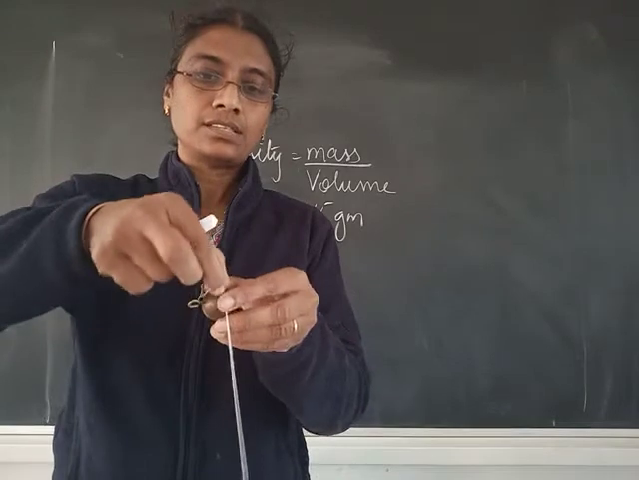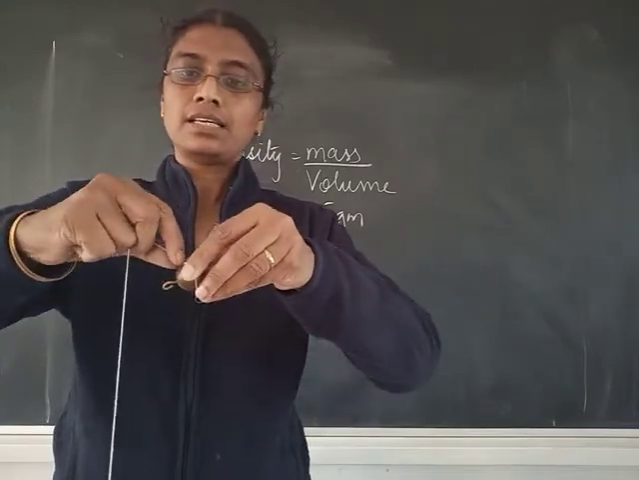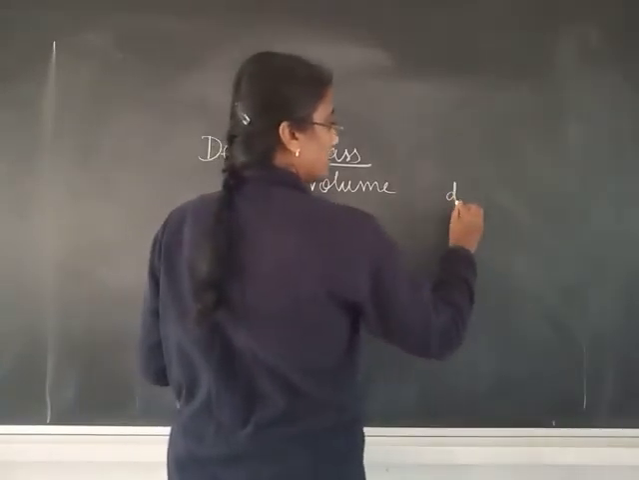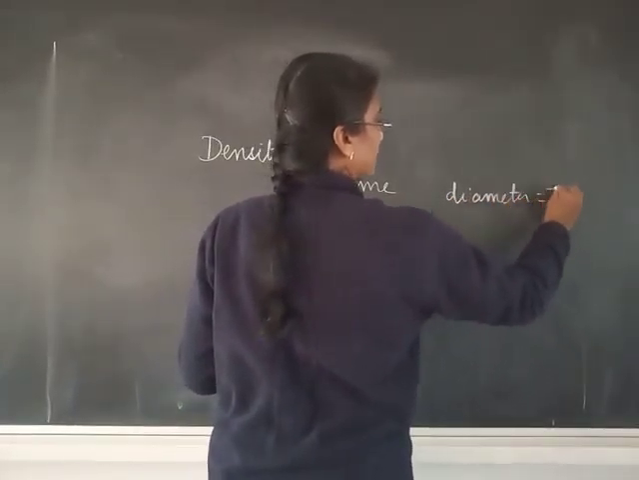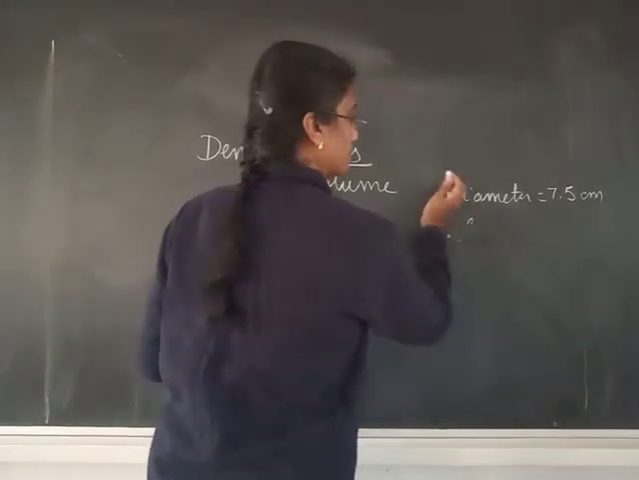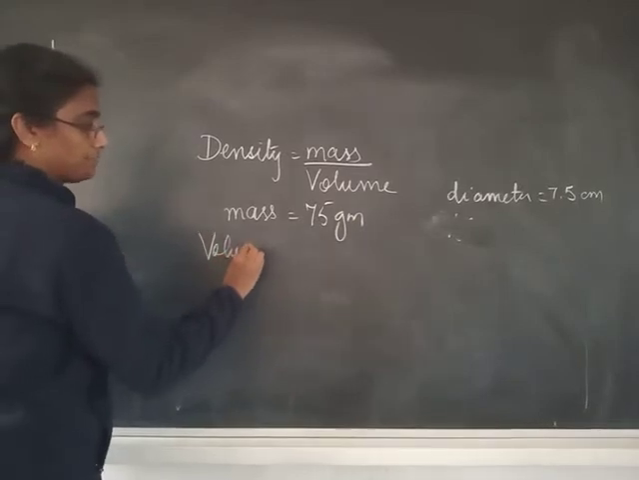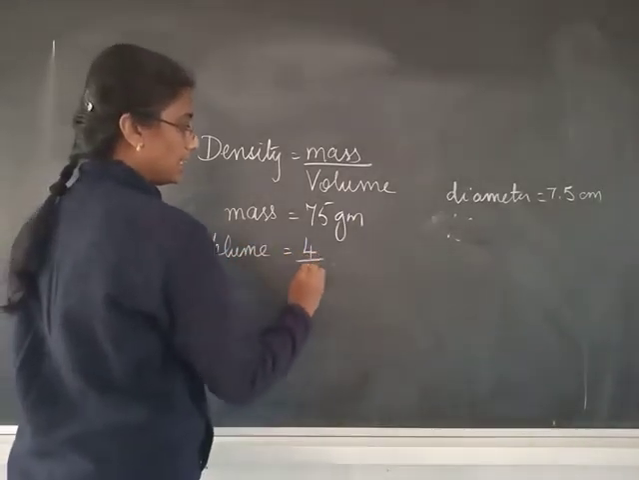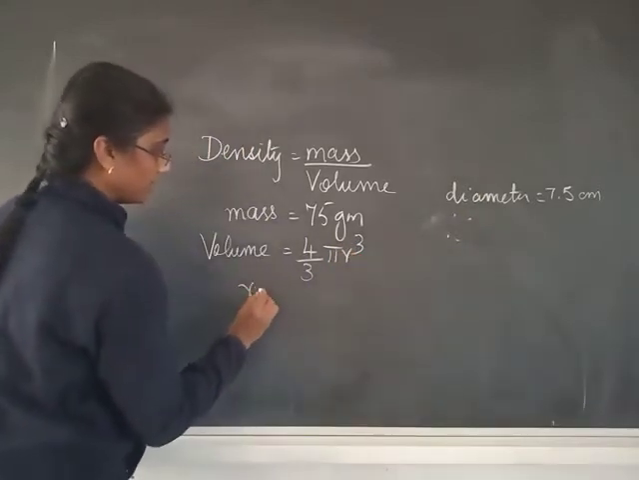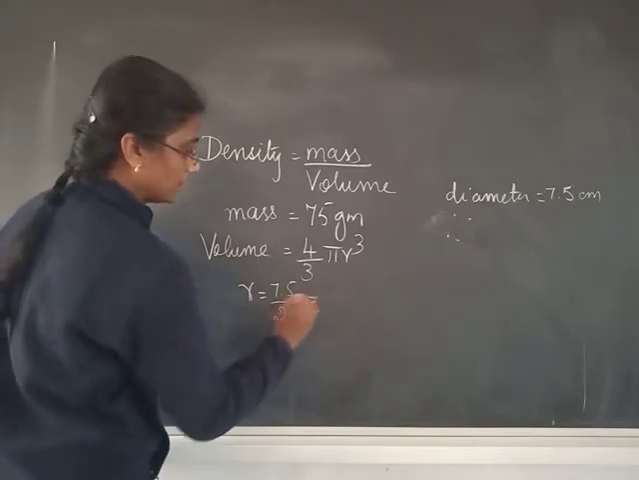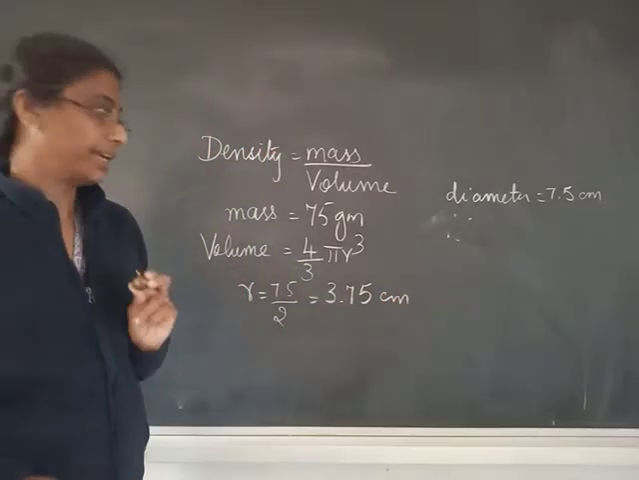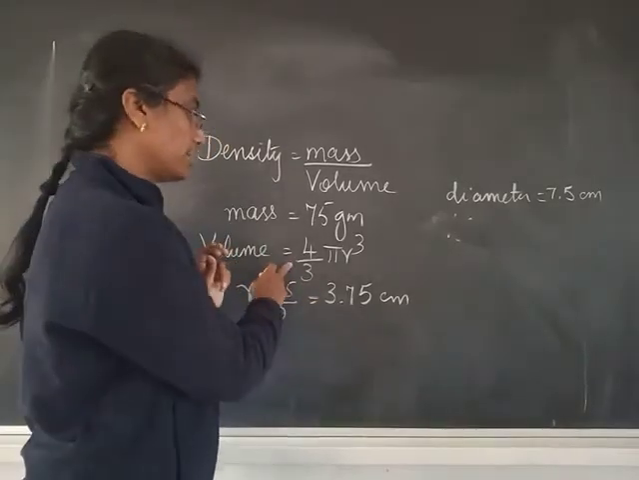I rolled it on this, and I marked that, and then I took this much and measured it, and that is the diameter. So diameter is 7.5 centimeter. You know the formula for volume of sphere? 4 by 3 pi r cubed. If diameter is 7.5, then radius will be 7.5 by 2, that is 3.75 centimeter.